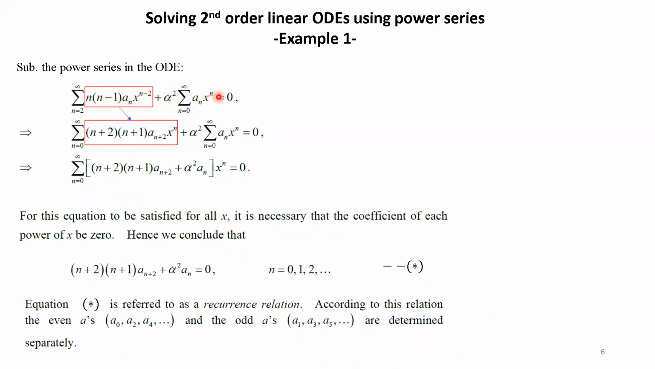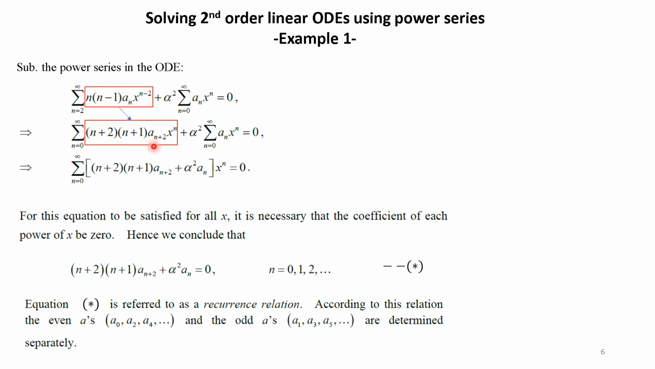If you just look at the first line, it doesn't seem to be so helpful, right? You still don't know what the a_n are. But then here comes the key step, which is known as the shift of index. So just focus on the red box of the first line and the second line.